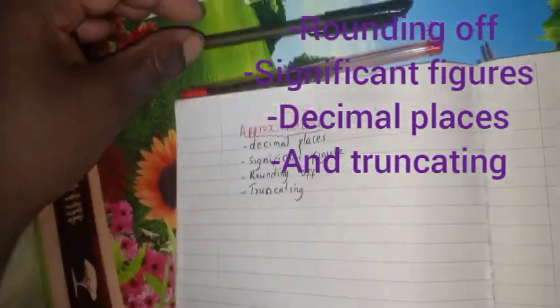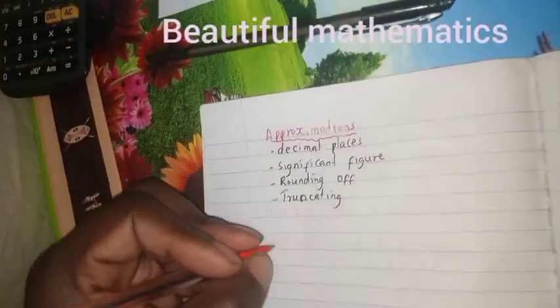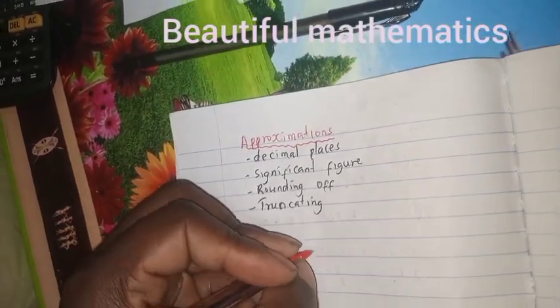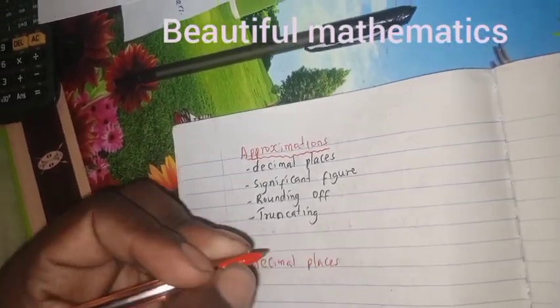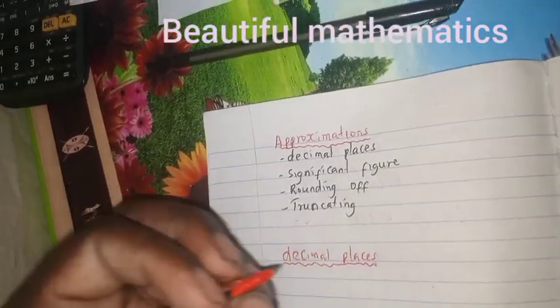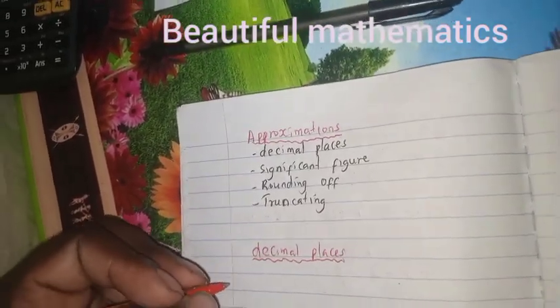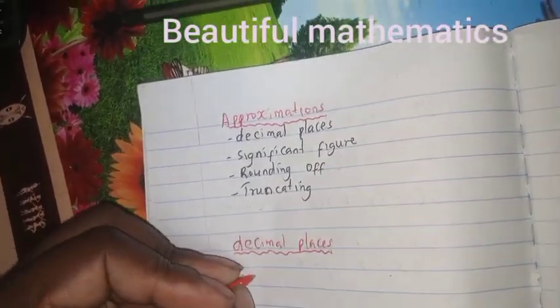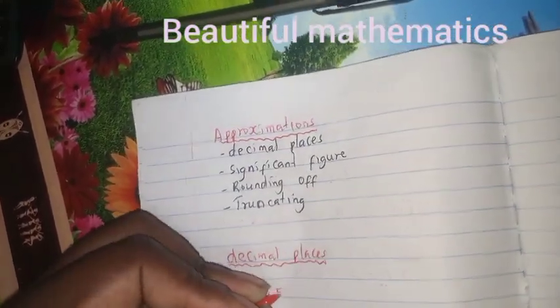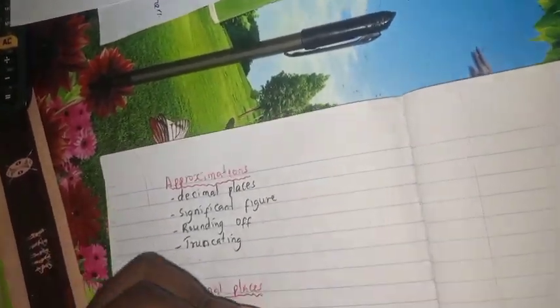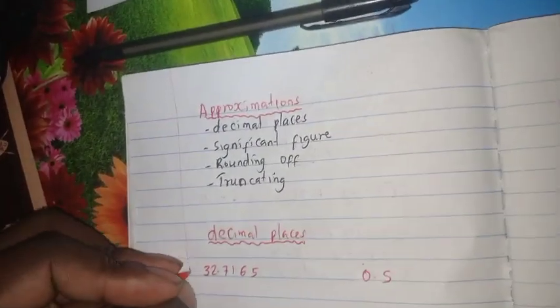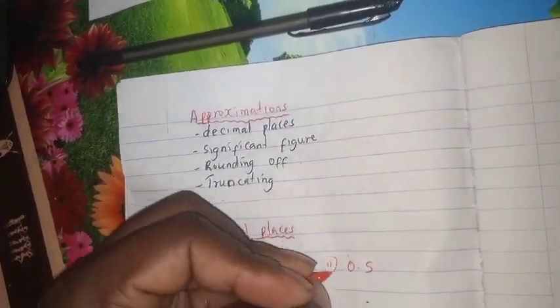Now, in this case, if we talk of the first one, decimal places, we can use one number to solve everything here. Let's say we have a number like 32.7165, and we have a number like 0.5. This one is Roman 1, this one is Roman 2.